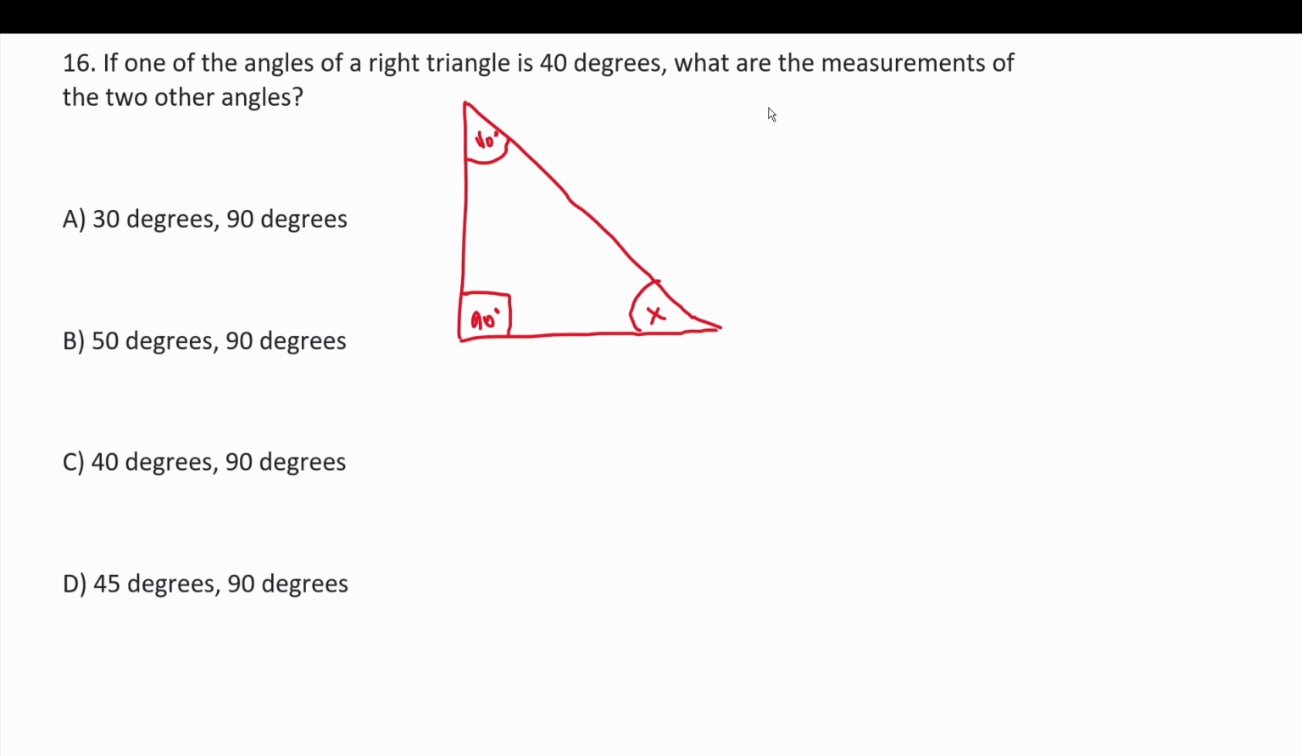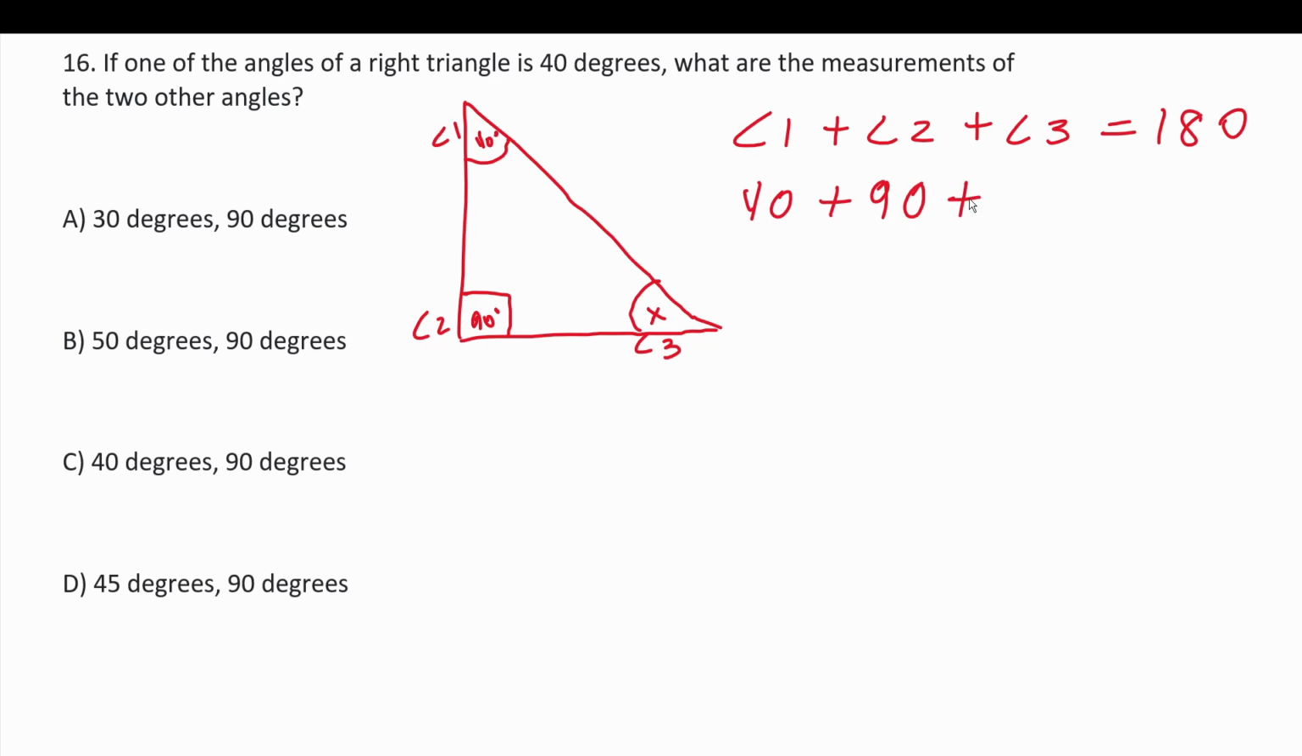According to the triangle sum theorem, the sum of all the angles in a triangle is 180. So in a triangle, there are 3 angles, so that's angle 1 plus angle 2 plus angle 3 equals 180. Let's let this 40 be angle 1, this 90 be angle 2, and this x be angle 3. So angle 1, as I just labeled it, is 40, plus angle 2, which is 90, plus angle 3, which we called x, is 180. And now all we have to do is solve for x to figure out what this other angle is.